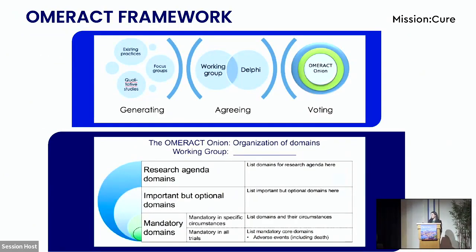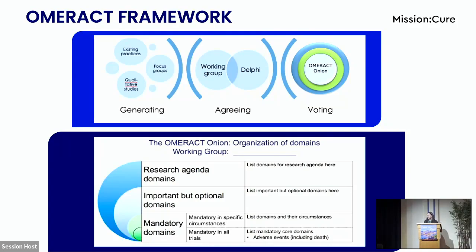So the steps to using this framework are basically to generate the domains, agree on the domains through multiple stakeholders, and vote on the domains by a group of experts. Additionally, it requires the domains to be placed in the OMERACT framework, which is like an onion.